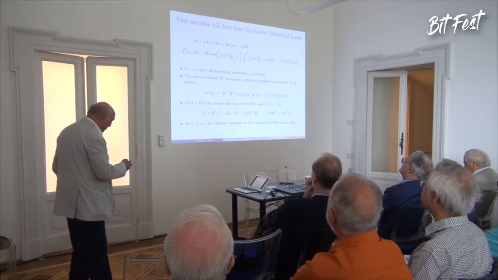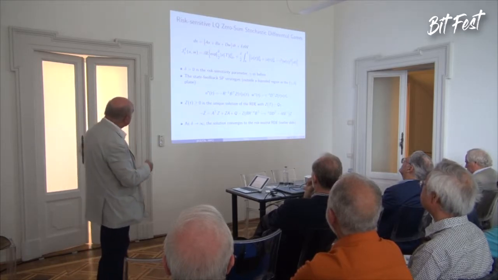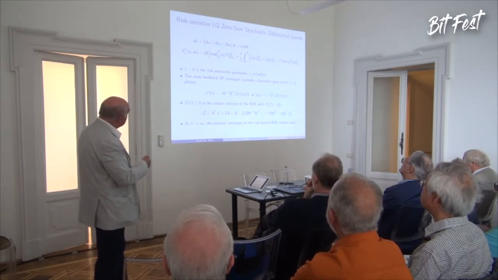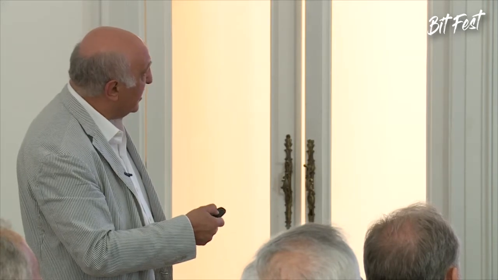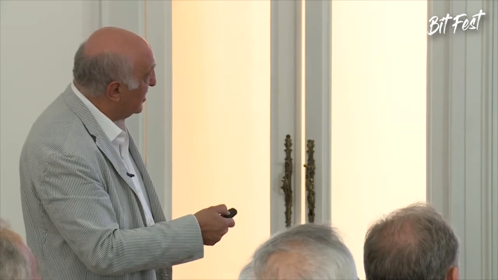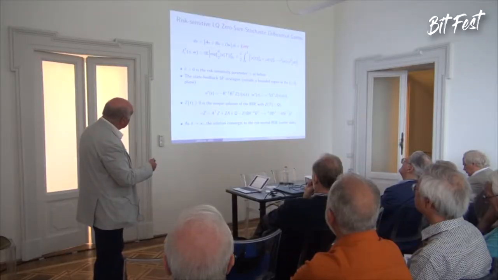Now, the second problem I want to formulate is the so-called risk-sensitive linear quadratic zero-sum stochastic differential game, and the two are related. So I'm going to have the same state equation. Again, U is the control, W is the disturbance, which is a deterministic disturbance, and this is a stochastic input into the system, again a Wiener process.